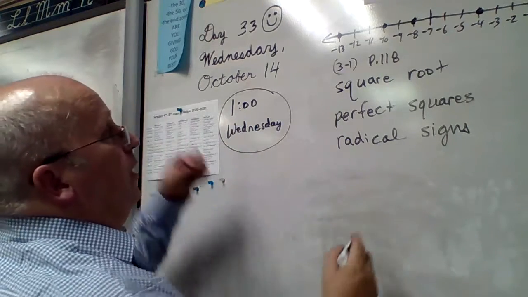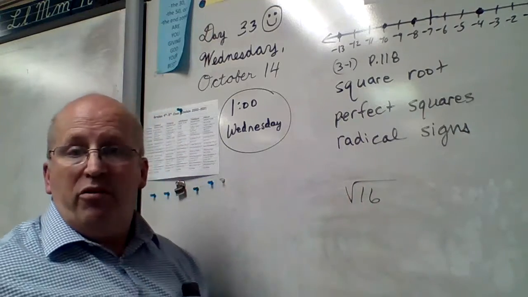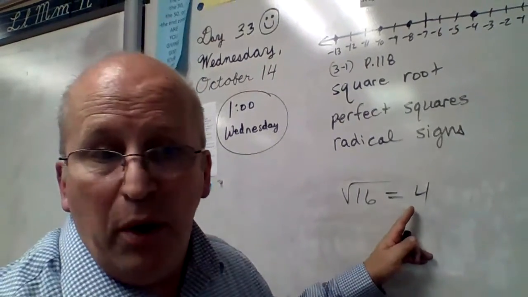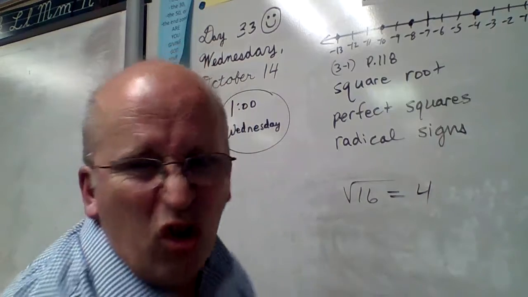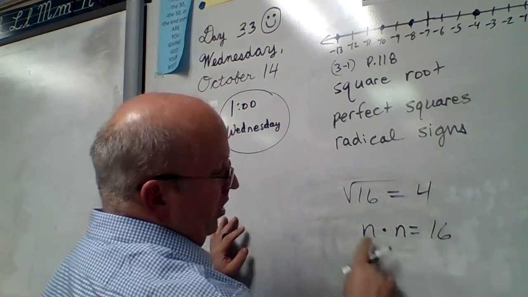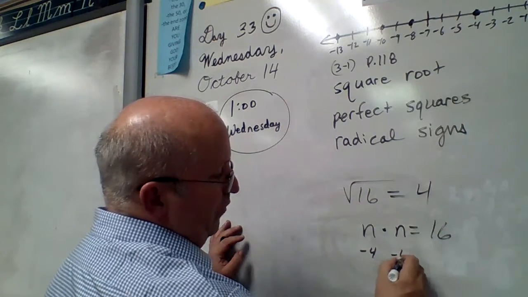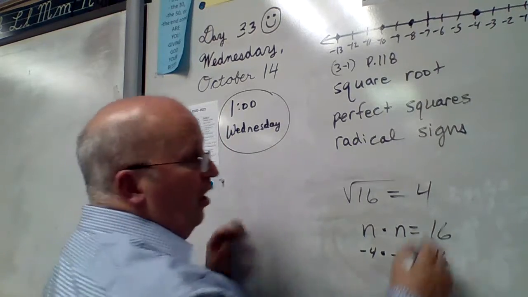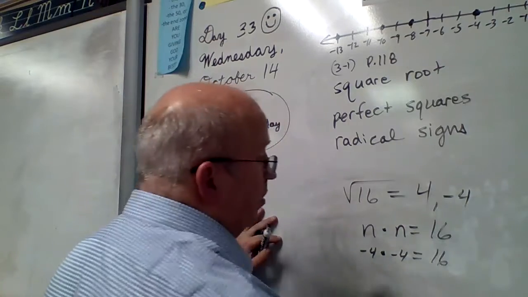What if I wrote the following on the board? The square root of 16. Could you tell me the answer? Hopefully 4 jumped out into your brain right away. But guess what? There's another number that could also be the answer. Look at this. n times n equals 16. Yes, 4 would work. But watch this. Negative 4 would also work. Negative 4 times negative 4 is also 16. So technically, we could write 4 and negative 4 as the answer.